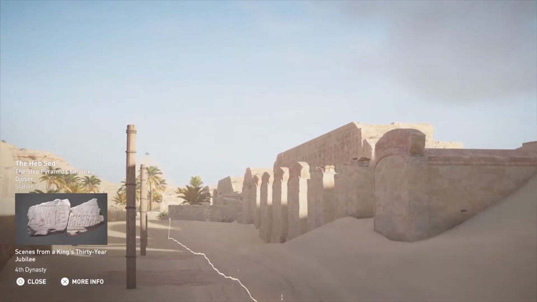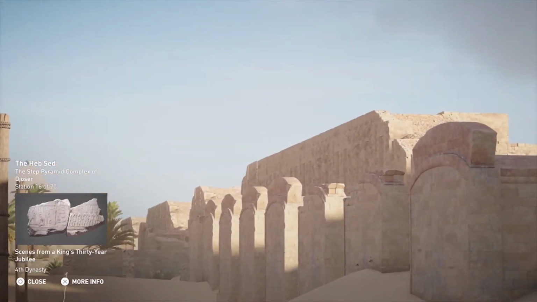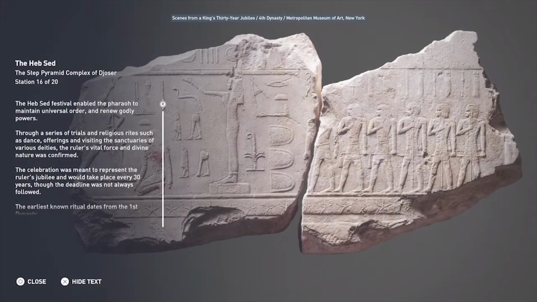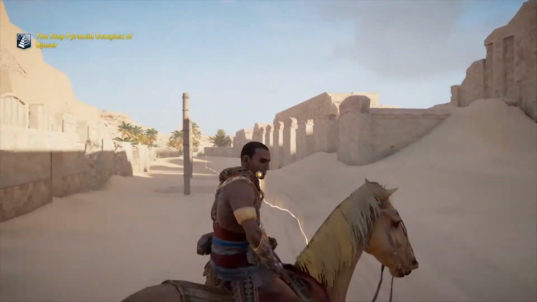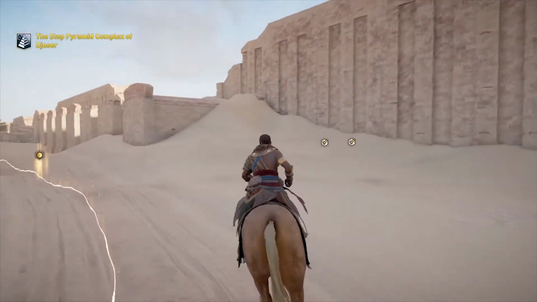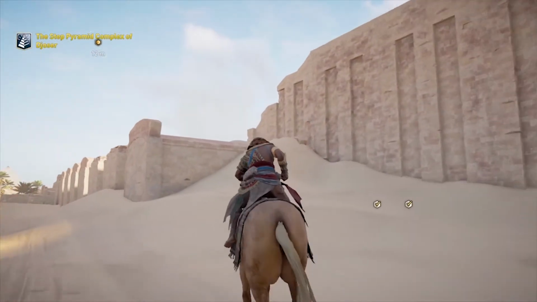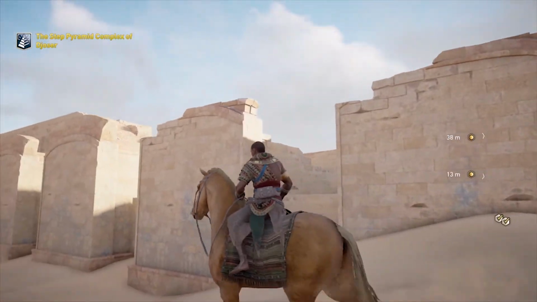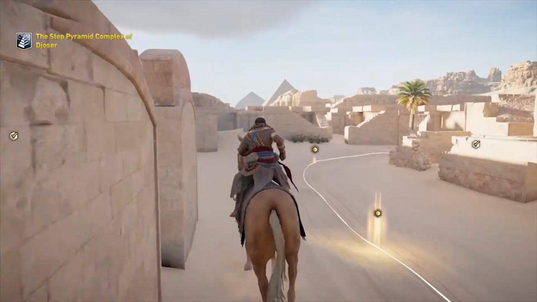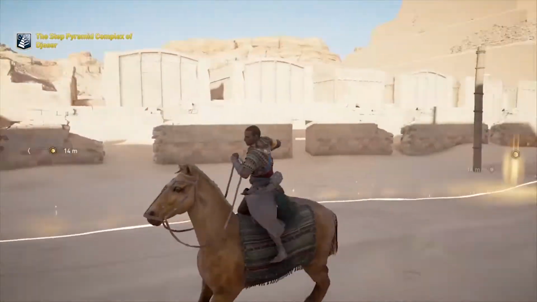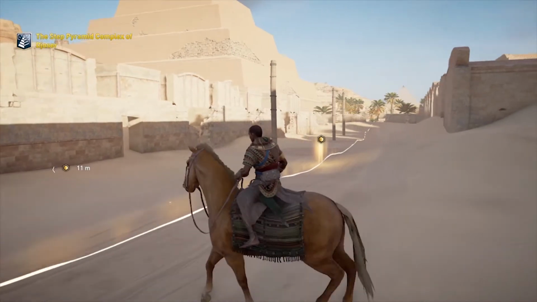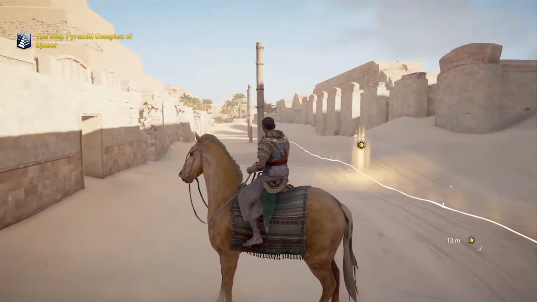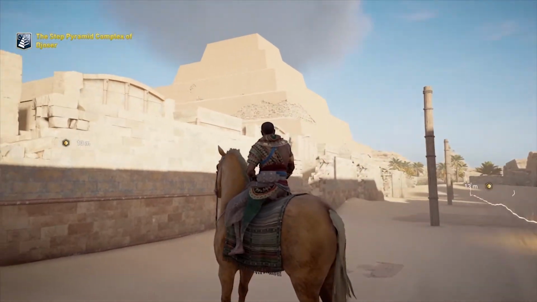The Hebsed festival enabled the pharaoh to maintain universal order and renew godly powers. Through a series of trials and religious rites, such as dance, offerings, and visiting the sanctuaries of various deities, the ruler's vital force and divine nature was confirmed. The celebration was meant to represent the ruler's jubilee and would take place every 30 years, though the deadline was not always followed. The earliest known ritual dates from the First Dynasty.